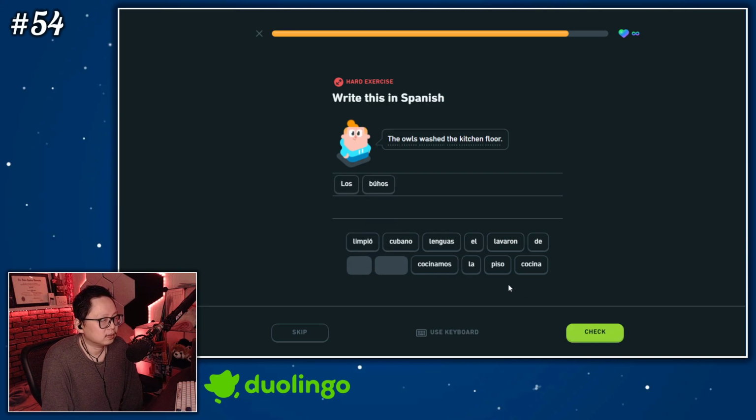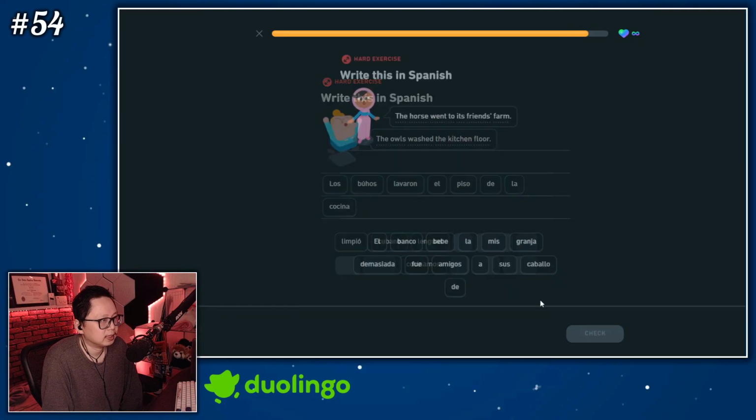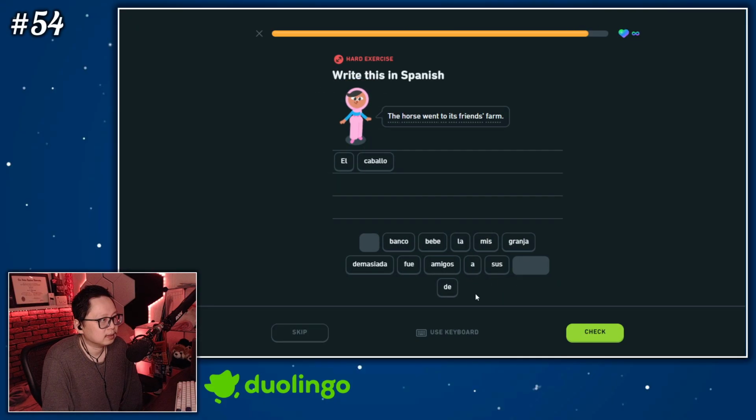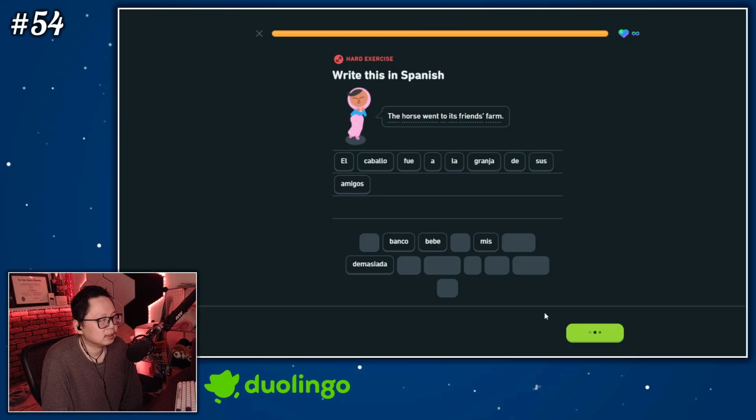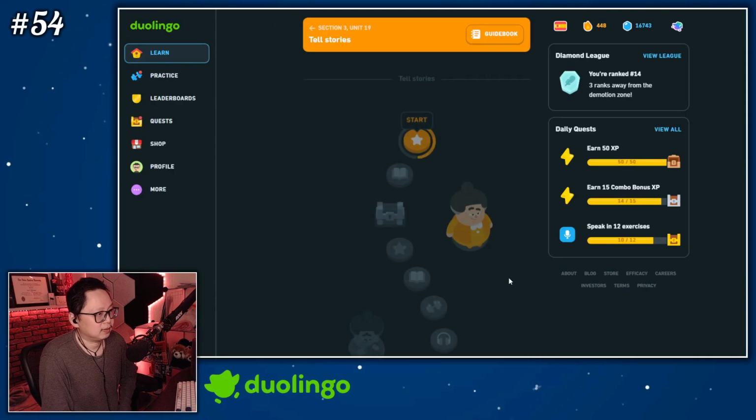Los búhos lavaron el piso de la cocina. El caballo fue to its friend's farm. Fue a la granja de sus amigos. Friends' farm. I don't know what's going on, but this is kind of ridiculous.